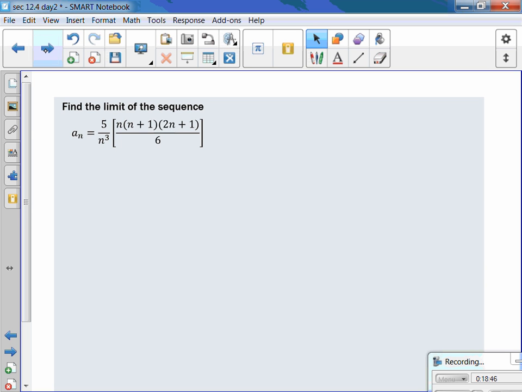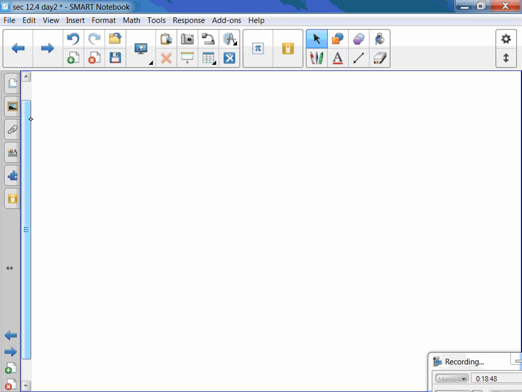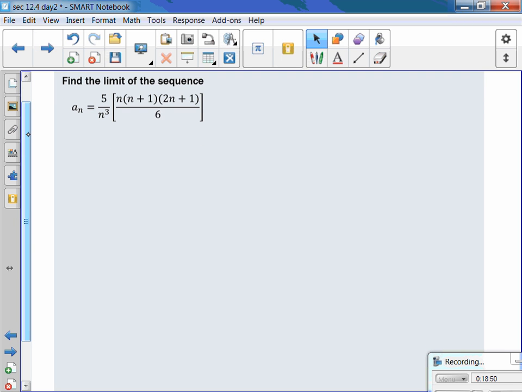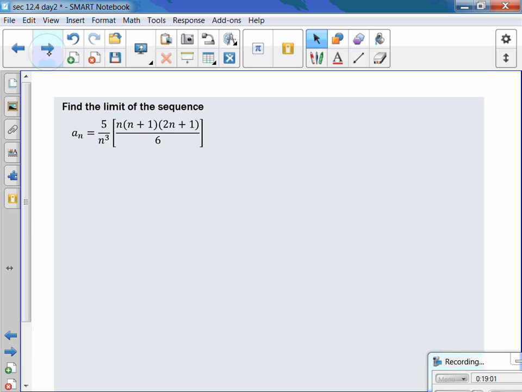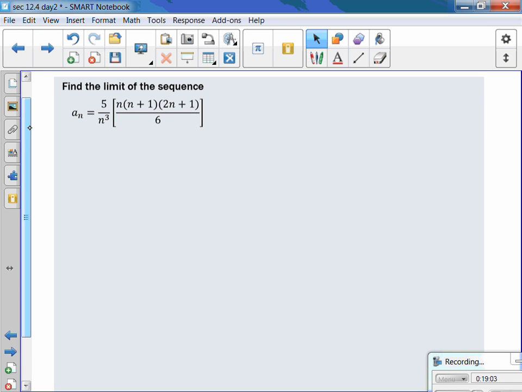Find the limit. Okay. So, find the limit of the sequence. Find the limit of the sequence. What do you guys tell me?